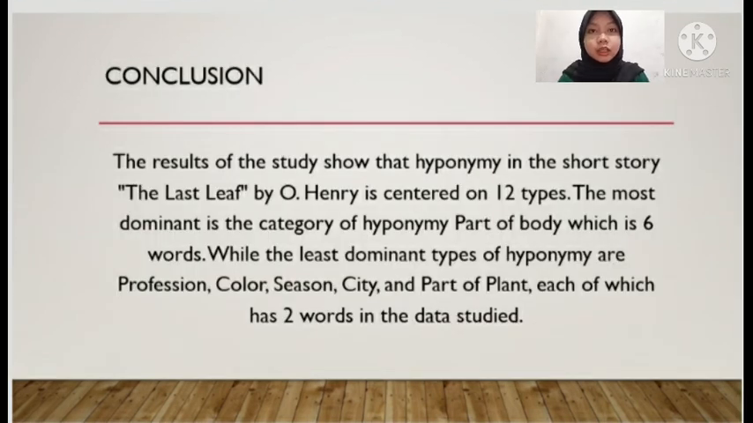Okay, the last is conclusion. The results of the study show that hyponymy in the short story The Last Leaf by O. Henry is centered on 12 types. The most dominant is the category of hyponymy part of body, which is 6 words, while the least dominant types of hyponymy are profession, color, season, city, and part of plant, each of which has 2 words in the data studied.